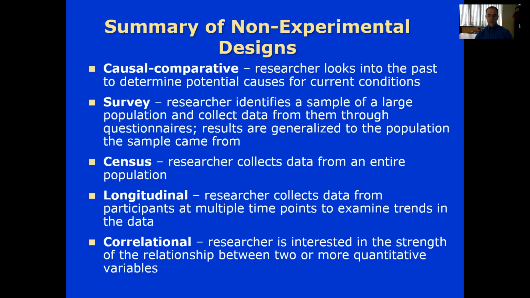The other one is correlational research. It's where the researcher is interested in the strength of the relationship between two or more quantitative variables. We're trying to determine how much one aspect may affect another. So, these are very important in terms of determining an impact that one thing may have on another.